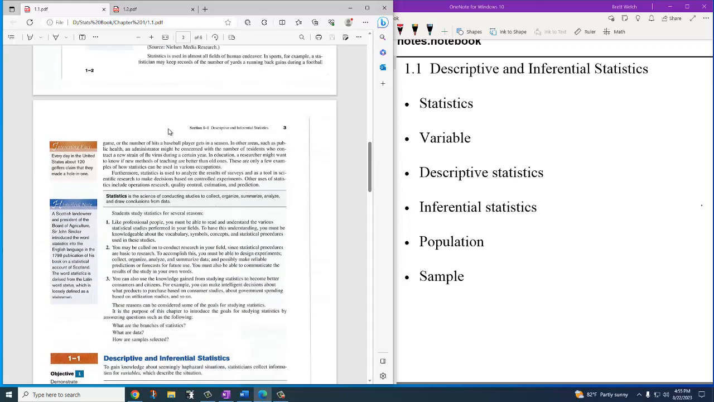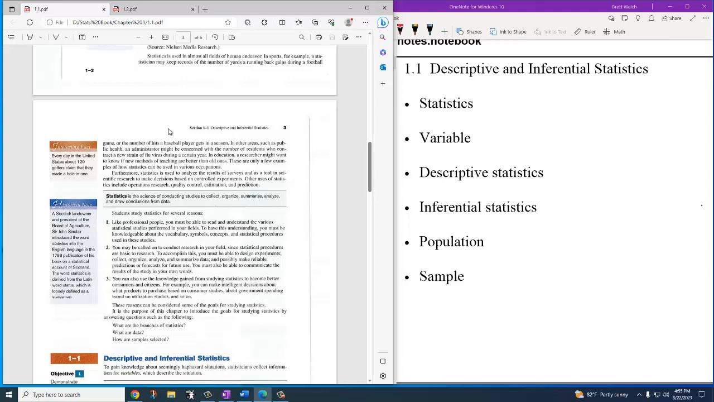First thing we need to understand is what in the heck are we doing? When we talk about statistics, what does that mean? Statistics is defined in our textbook as the science of conducting studies for the purpose of collecting, organizing, summarizing, analyzing, and drawing conclusions from data. So we collect data through a study, and then we want to organize it, summarize it, analyze it, and draw conclusions from that data.